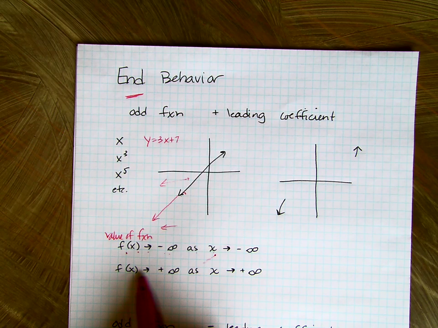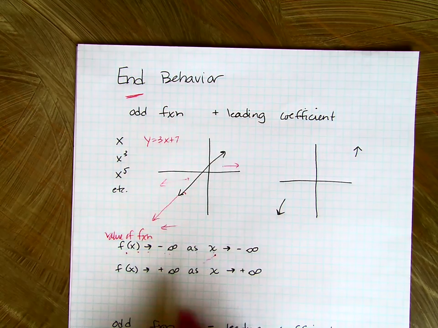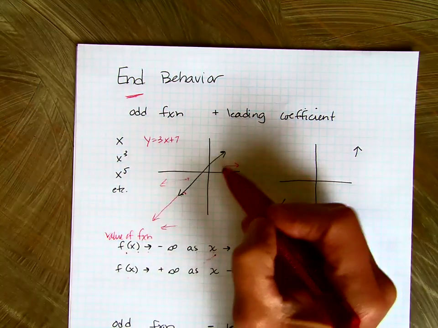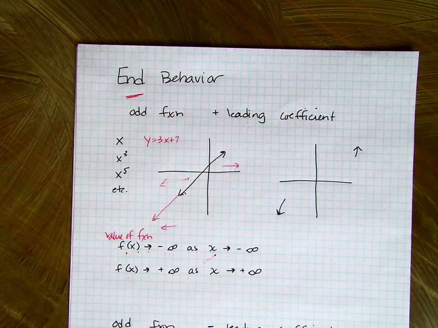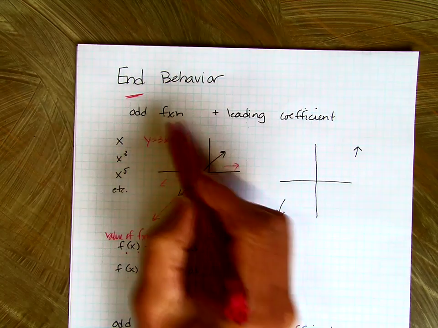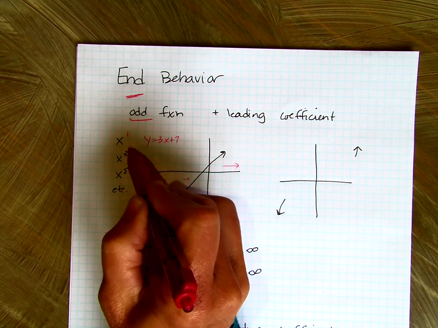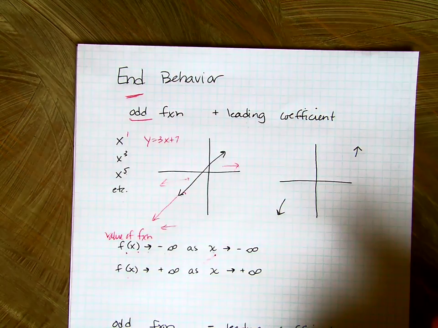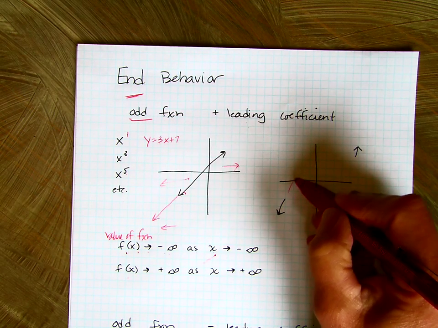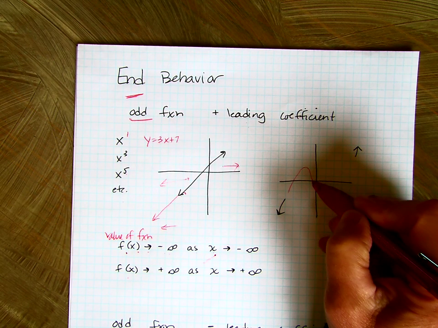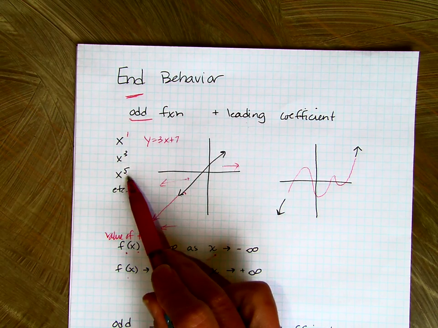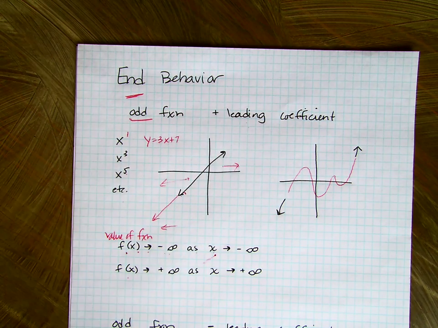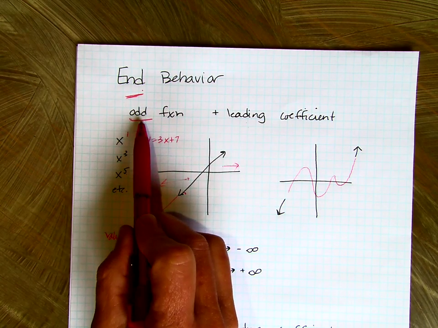But what happens as x goes to positive infinity? Well, the value of the function goes to positive infinity as x goes to positive infinity. So if it's an odd function, it could be an x to the first, an x cubed, an x to the fifth, etc. So who knows what goes on in between here? There could be a bunch of curves depending on what degree the polynomial is. But the end behavior will always behave the same way.